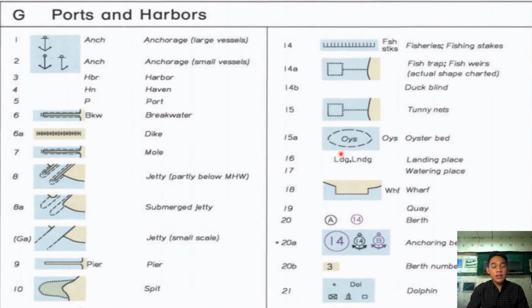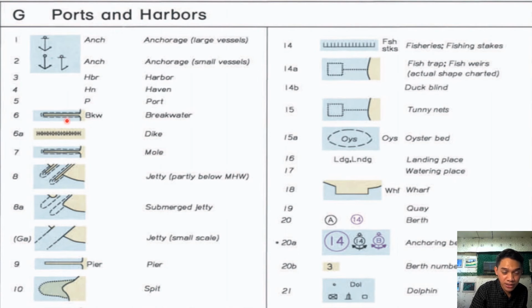Okay, so first is this symbol. We can easily determine this because this is an anchor, which means anchorage for large vessels. On the other side, for the small vessels, this is the symbol, an anchor without a stock, or a half anchor, so anchorage for small vessels. HBR is for harbor, HN is for haven, P is for port, BKW is for breakwater.